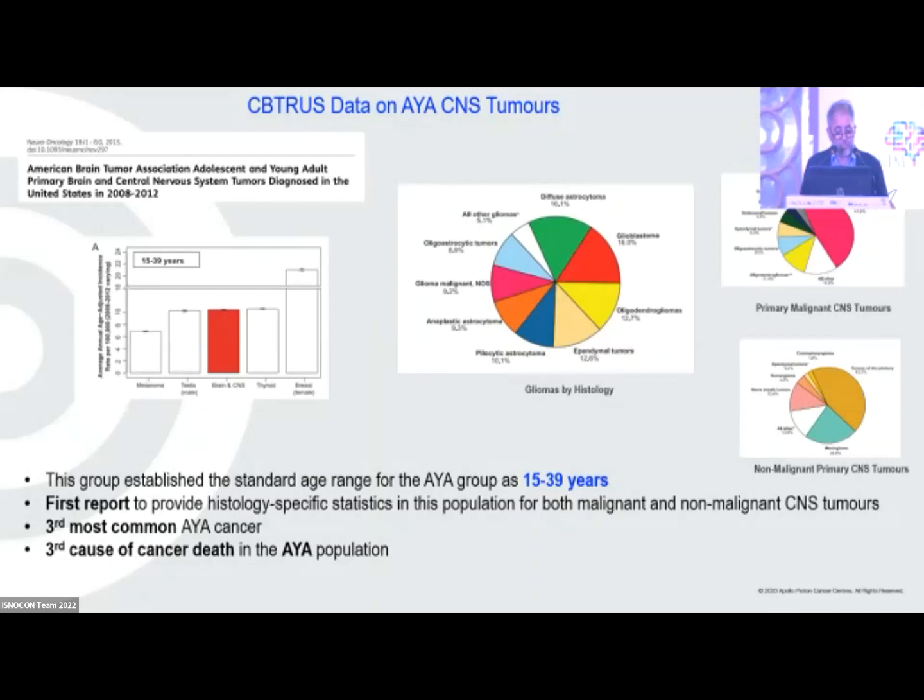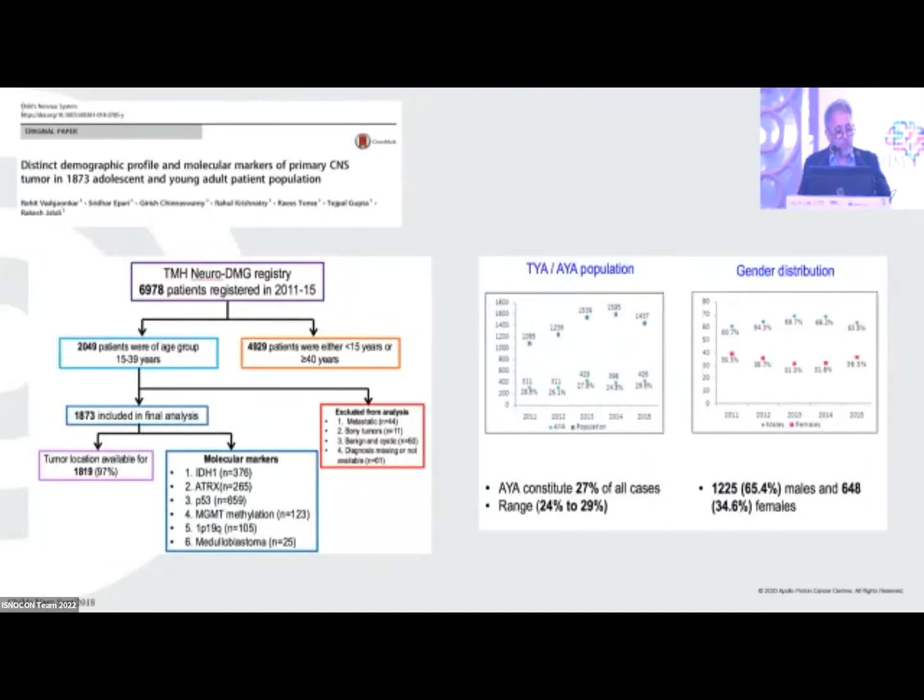People don't realize sometimes this is the third most common AYA cancer, but more disconcertingly, it's also the third cause of cancer death in a very productive life, 15 to 39 years, when the people are at the peak of their lifetime.